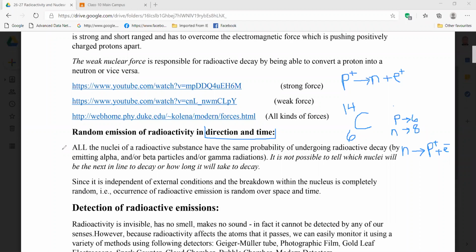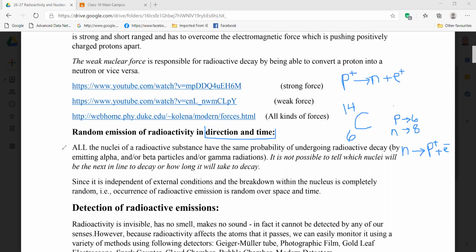All the nuclei of a radioactive substance have the same probability of undergoing radioactive decay by emitting alpha and/or beta particles and/or gamma radiations. It is not possible to tell which nuclei will be the next in line to decay or how long it will take to decay, since it is independent of external conditions and the breakdown within the nucleus is completely random. The occurrence of radioactive emissions is random over space and time.